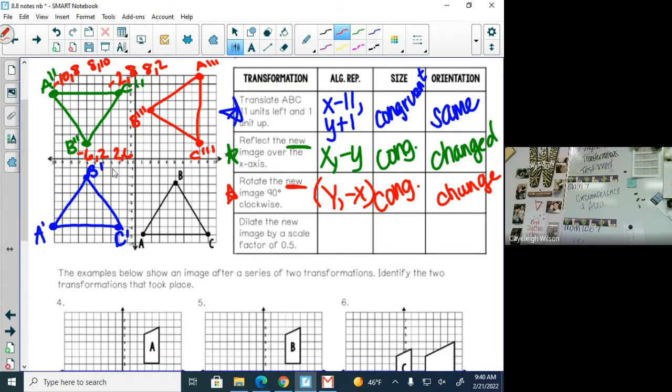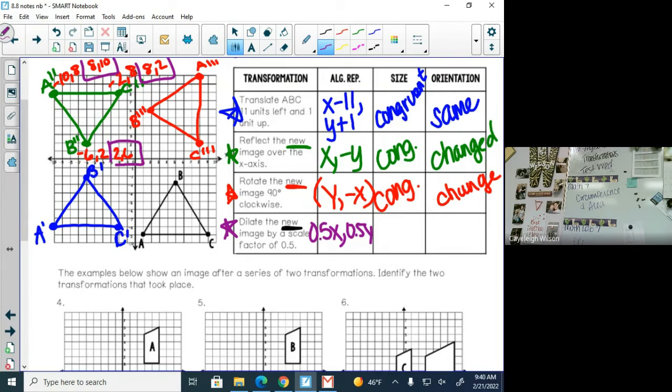All right, last one on there. This one says dilate the new image by a scale factor of 0.5. So remember when I do scale factors, I always multiply the x and the y by that 0.5. So I'm going to take these 3 points of that new figure and multiply them by 0.5. It was good that we put those on there, because now I can just multiply them.